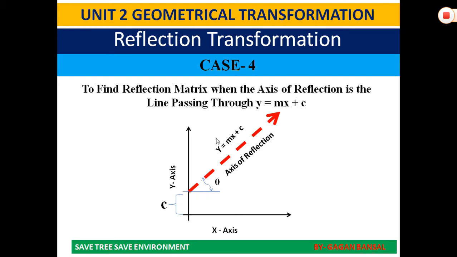So when the axis of reflection is this line whose equation is y equals mx plus c, very fast we will see. Suppose this is the point P having coordinates x comma y, and we need to reflect it along this line having the equation y equals mx plus c. So in this particular case we follow the steps.